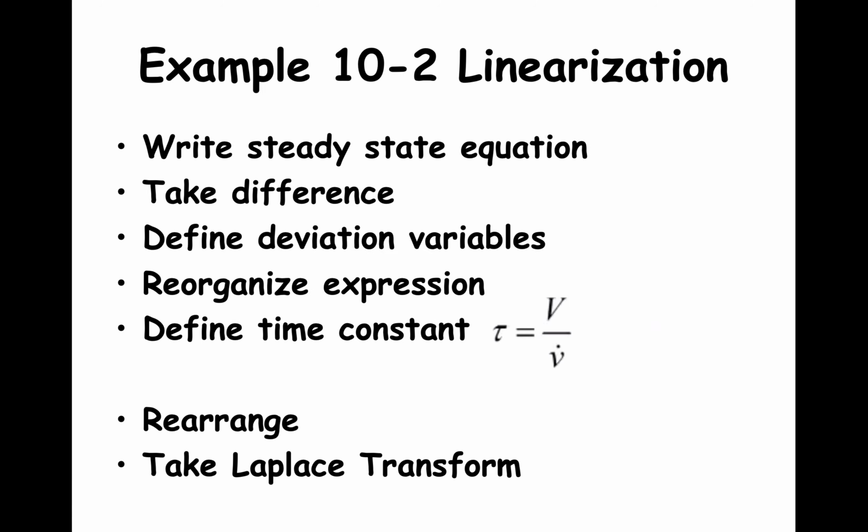The next steps are to write the steady-state equation, and take the difference between the differential equation and the steady-state equation. This produces terms that we can use as deviation variables. Then we reorganize the equation, divide through by the flow rate V dot, and define the time constant as the volume V over the flow rate V dot. After we do some more rearranging, we can take the Laplace transform. More details are in the course packet.